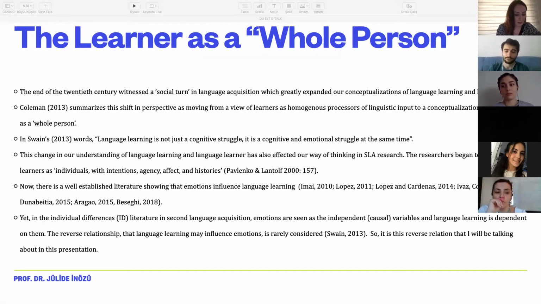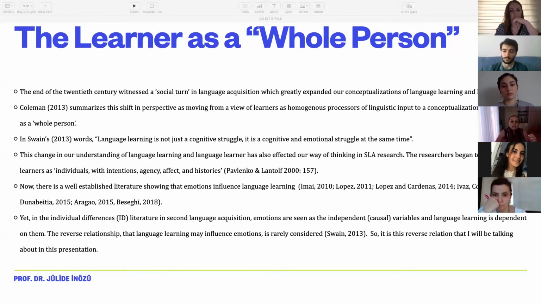So if you just check literature by Pavlenko, by Imai, by Lopez, by Arago, there are many other researchers, but these are the newest ones. You will see that there is a very well-established literature showing that emotions are really, really important in teaching English, in learning English. Yet the problem is, in literature, emotions are seen as independent variables, and it is taught that language learning is dependent upon emotions.